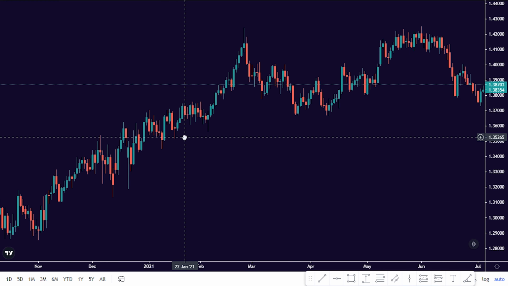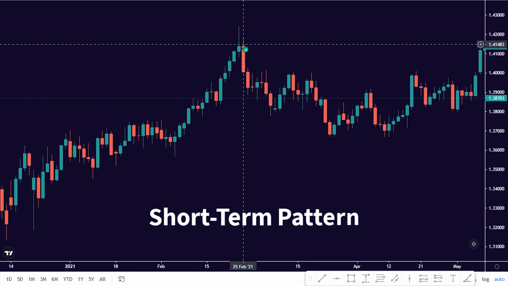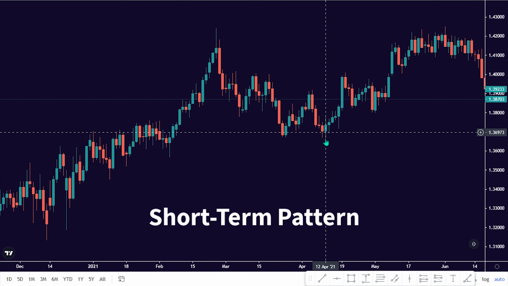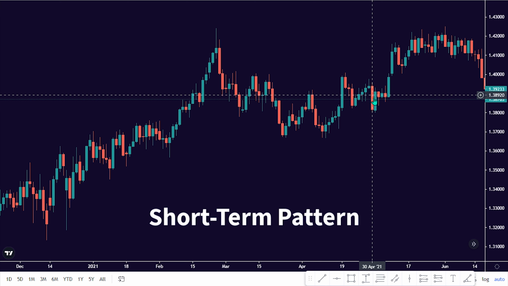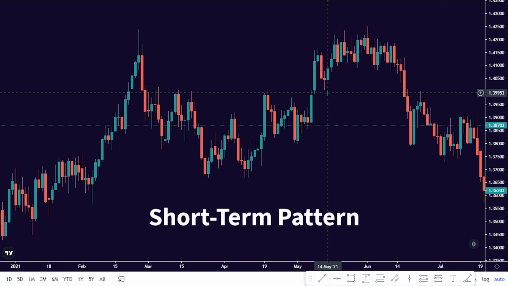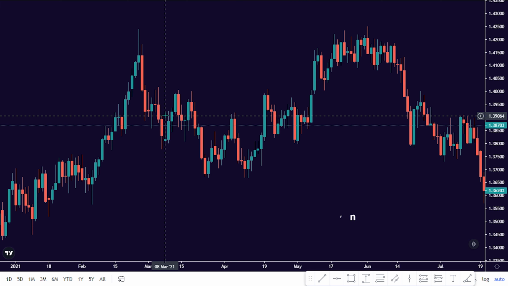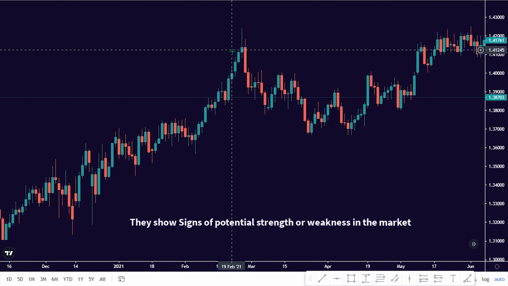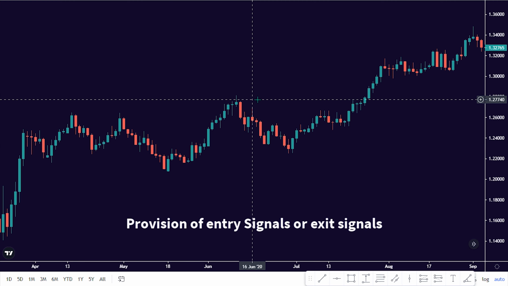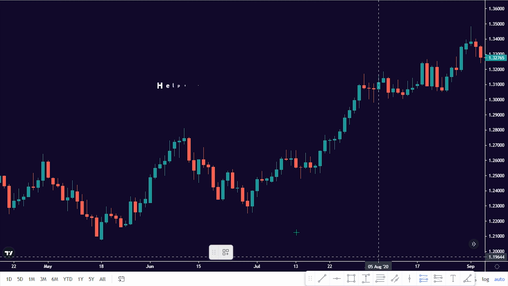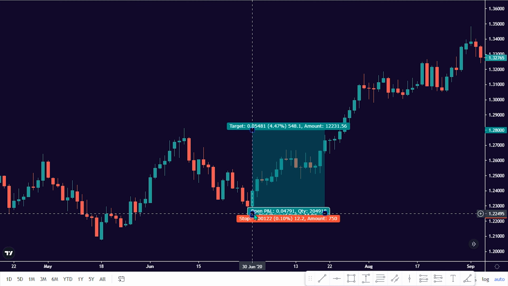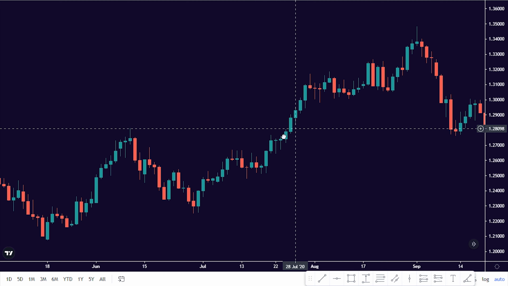In this short video, you will learn how short-term patterns work in the market. In the last class, you learned that short-term patterns are patterns produced by a single bar of data or more. You also learned that short-term patterns provide the following functions: they show signs of potential strength or weakness in the market, provision of entry signals or exit signals, and help in trade management. So how can a short pattern show signs of potential strength or weakness in the market?